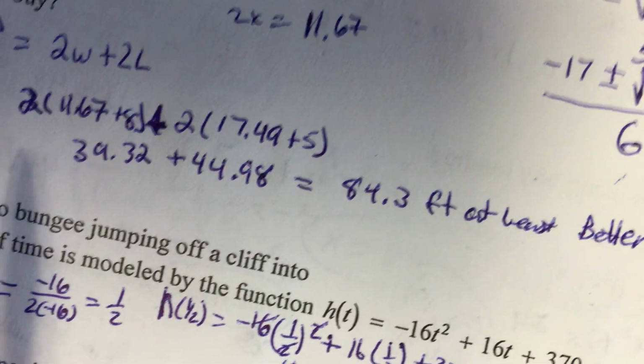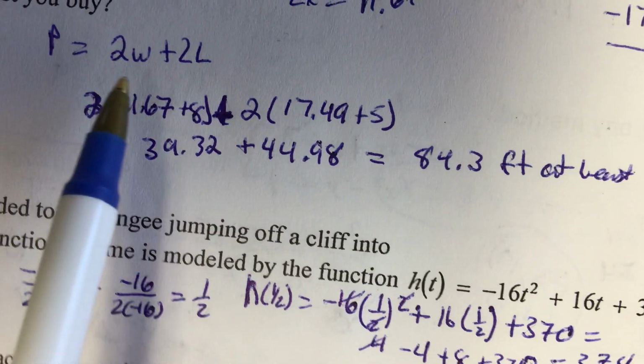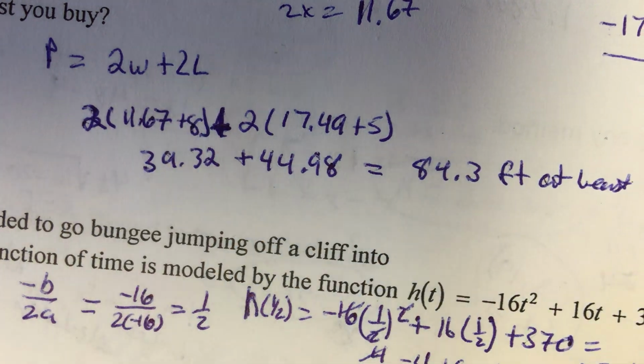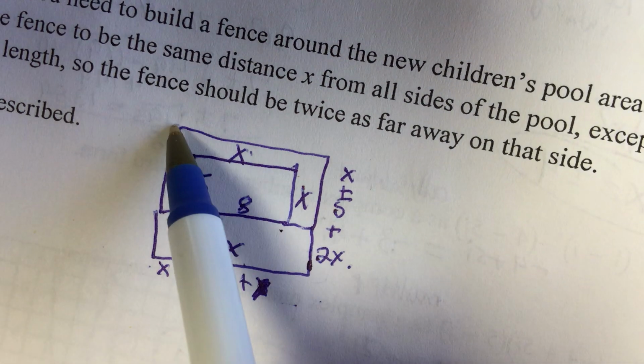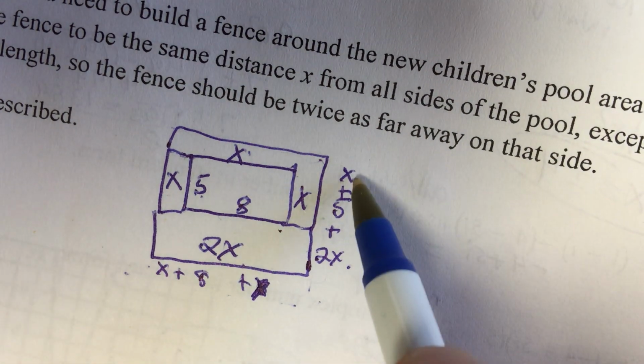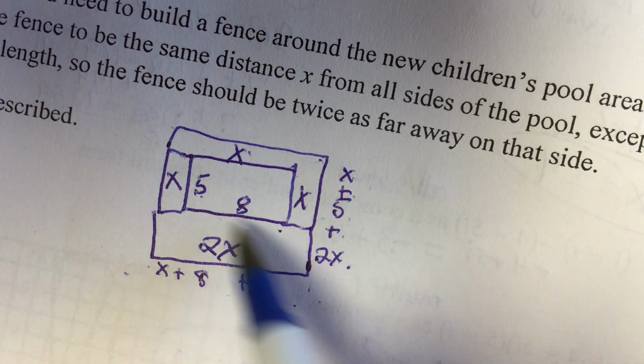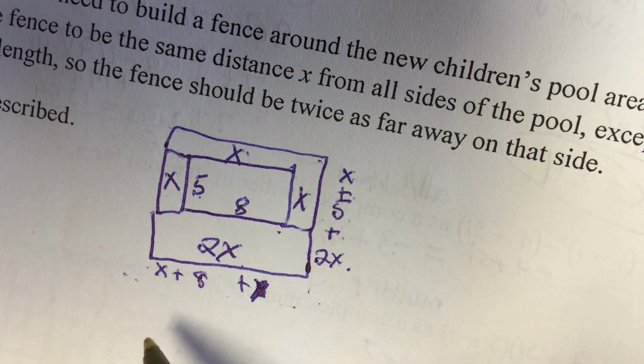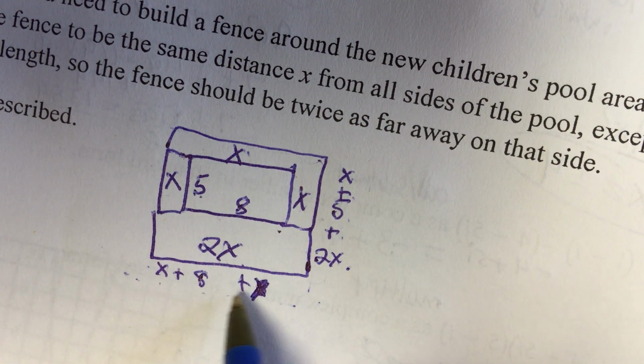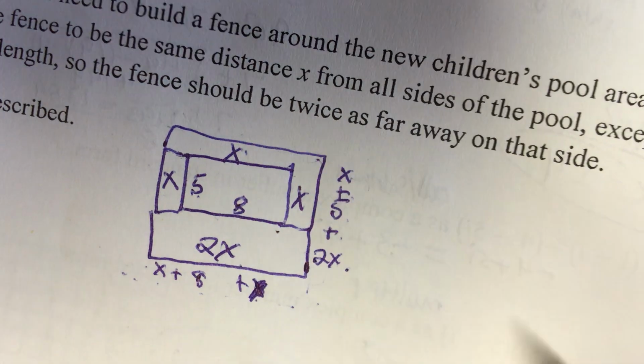So remember that, how much fencing should you buy? To do that, you're just simply doing the perimeter. The perimeter is 2 widths plus 2 lengths. So the perimeter, if you look back at your picture, is all the way around here. So I'm doing x plus 5 plus 2x, and then x plus 5 plus 2x again. And then I'm doing x plus 8 plus x, and then x plus 8 plus x again.